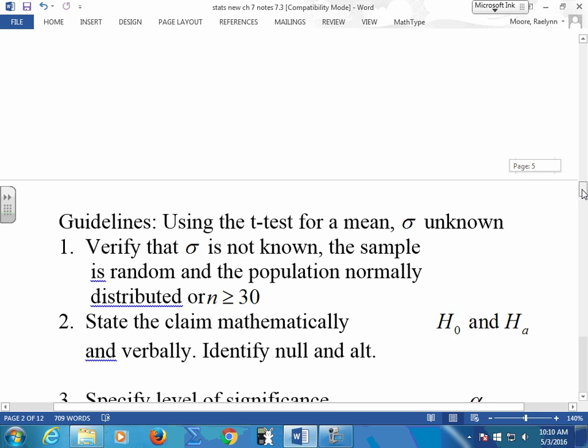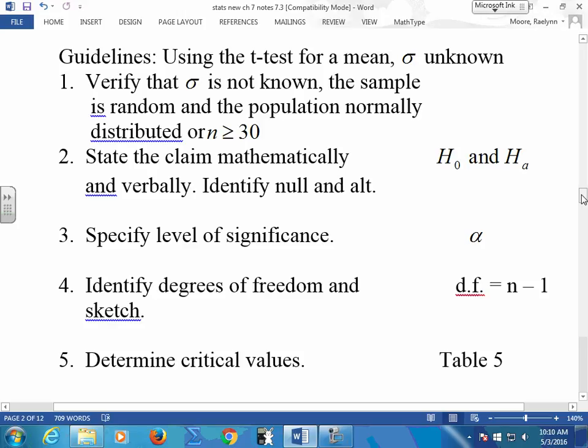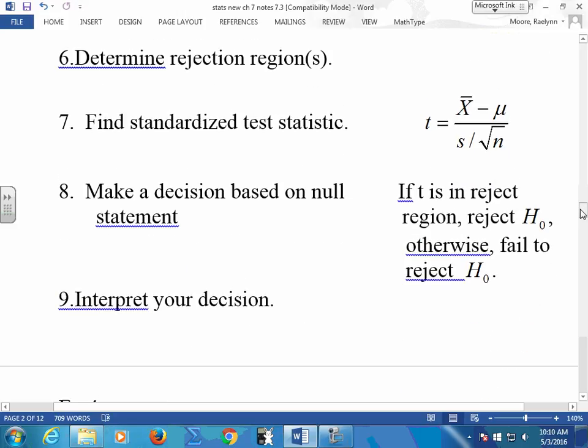This works the exact same way as the other one does. Instead of verifying that we know the population standard deviation, we say we don't know the population standard deviation. We verify that our sample is a good representation of our population. We state your claim, your alternative. We find your level of significance. We identify your degrees of freedom. We find your cutoff values from table 5. Same thing. We do your test statistic, t equals, and we see where it falls. We make a decision, and we interpret. Sound good? Okay?